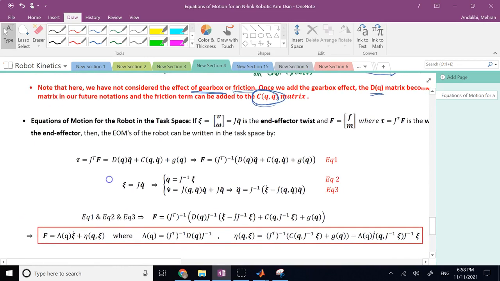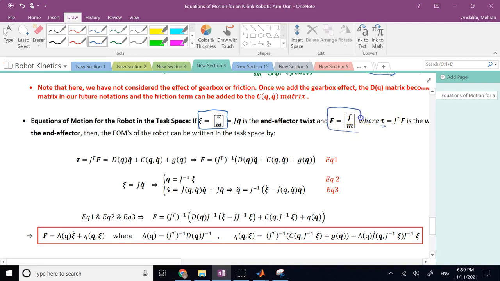Now, what if you want the equations of motion in the task space? Instead of everything being about the torques and the q's and q dots and double dots, what if you want to write the equations of motion in the task space? What do I mean by task space? It means that instead of your variable of interest being q and q dot, your variable of interest is xi, the twist, which is v and omega. And what if, as the driving agent behind the motion of the system, you switch from looking at tau to looking at F.